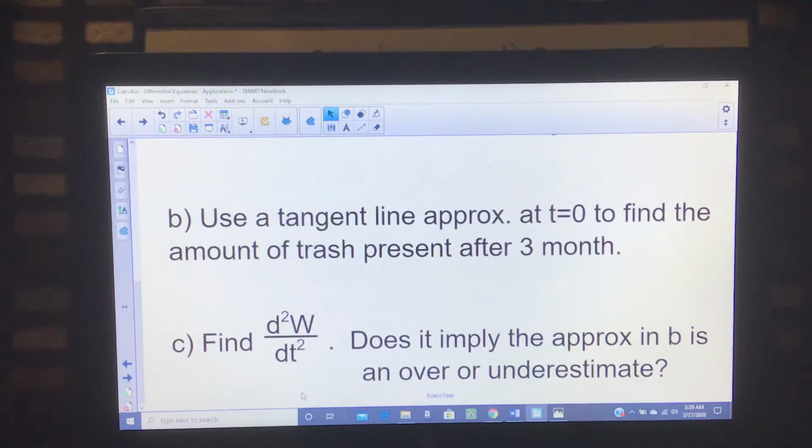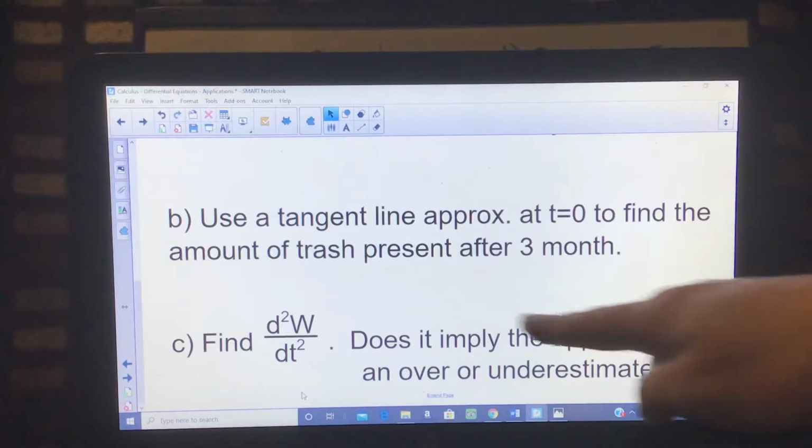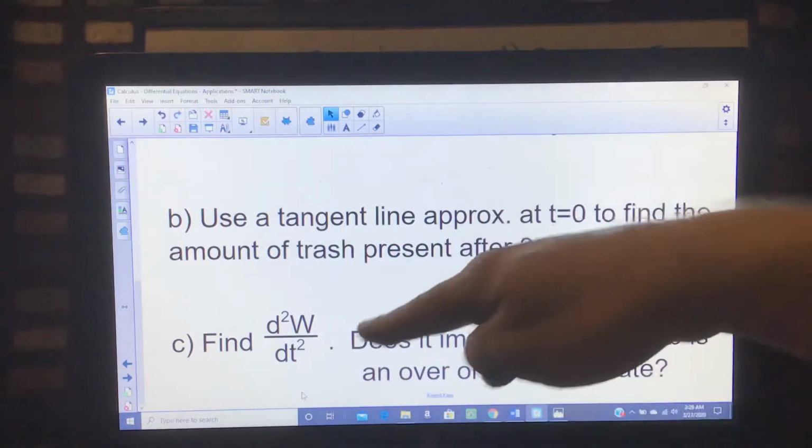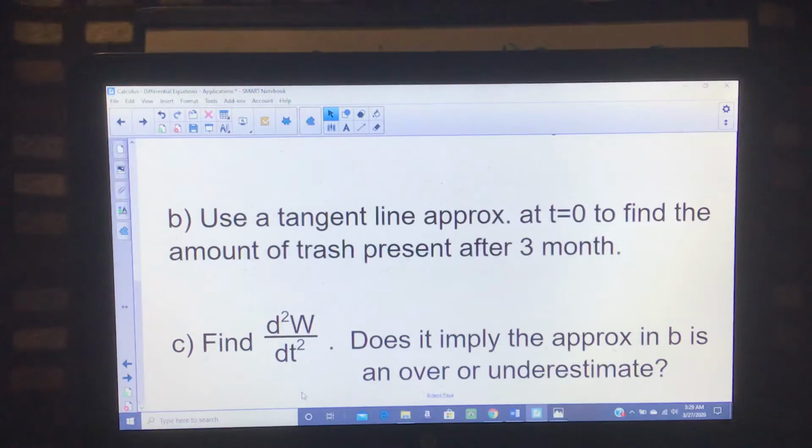That part's not too bad, but then there's this sort of strange question afterwards, because once we have the second derivative, they want us to use that information about the second derivative to see if the approximation from part B is an overestimate or an underestimate. Now, the tangent line approximation isn't exact, so it's either too big or too small, hopefully by a small amount, but it is going to be off.